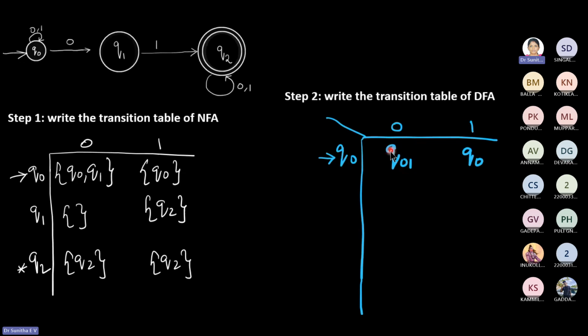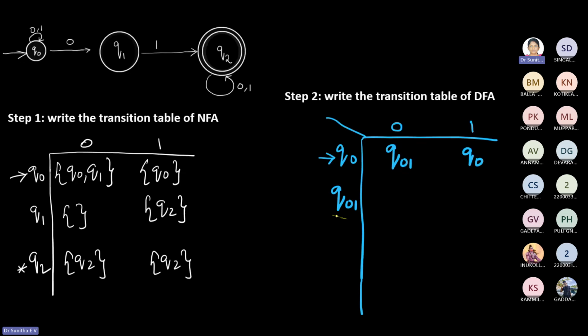Now we check which new states are coming up here. Q0 is already defined. Then Q01 is a new state. When we find the transition for Q0, we find a new state called Q01. So in the next step, we have to define the transitions for Q01. Let me put Q01 over here. Now we have to find the transitions for 0 and 1 for this new state. To find them, we are going to find out the transitions for Q0 and Q1 combined.